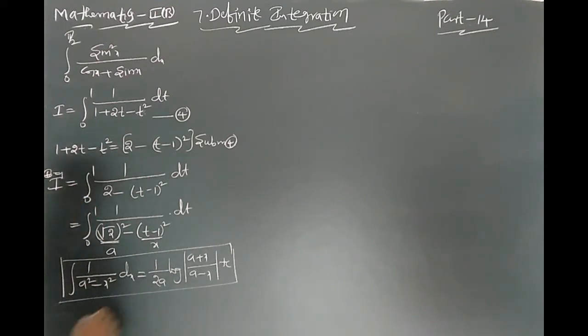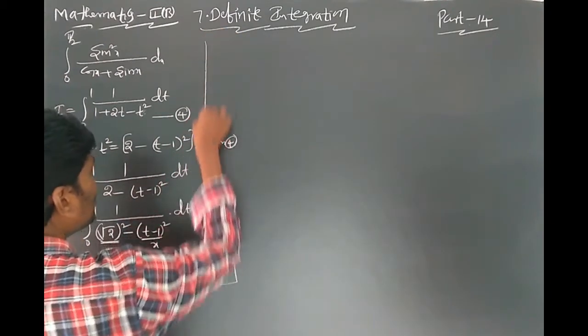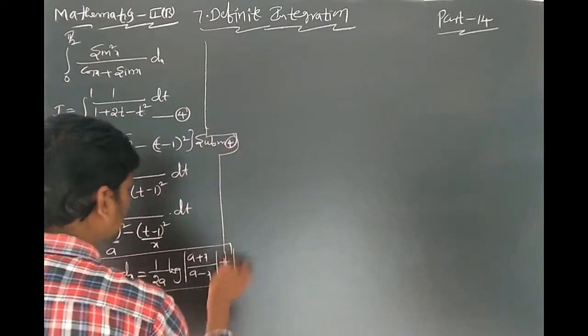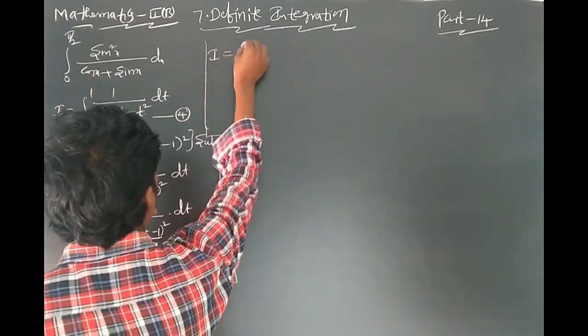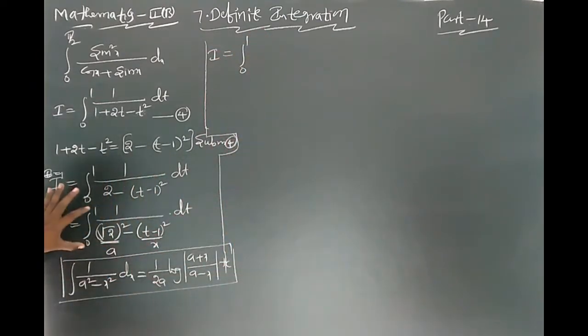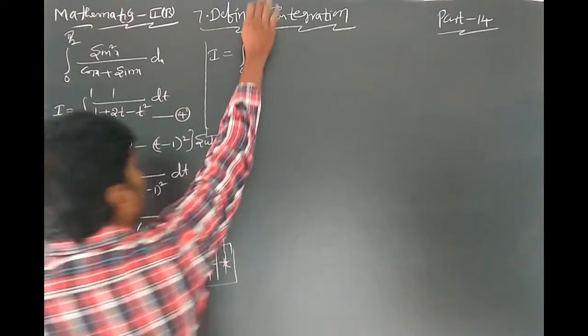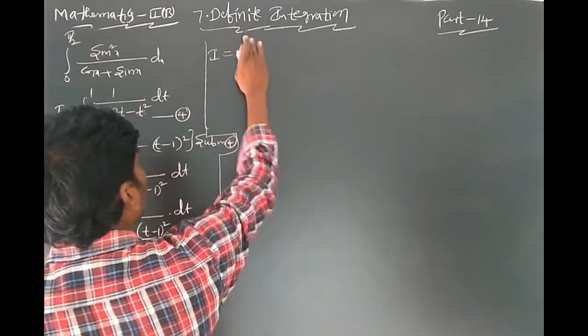You get I is equal to what? I is equal to integral 0 to 1. You can apply the formula here: integral 1 by a square minus x square is 1 by 2a, nothing but 1 by 2a.